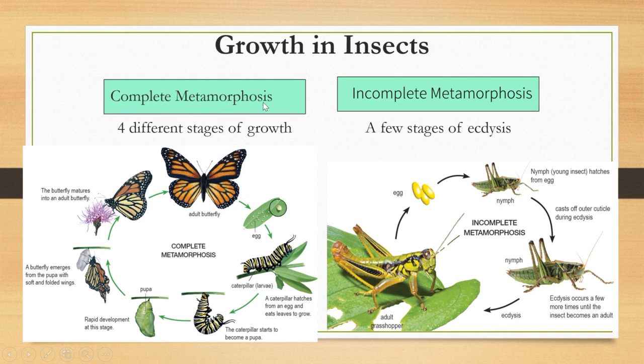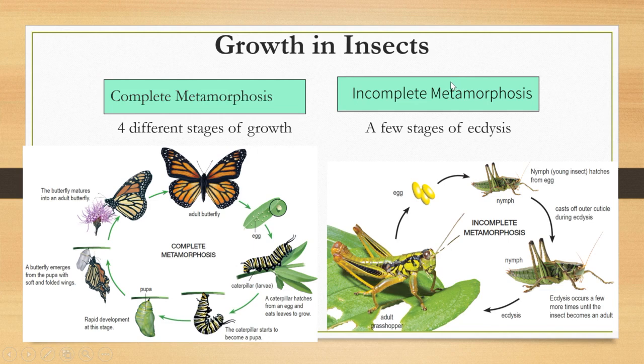metamorphosis. I repeat, the first stage is egg, which grows into the larva. Then the third stage is pupa, and the last stage is adult. So that is referred to as complete metamorphosis.